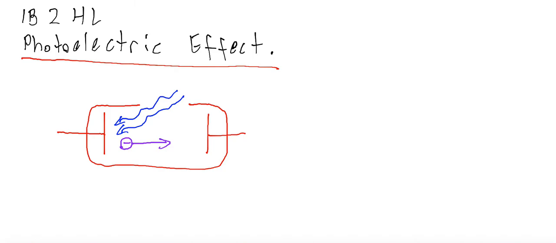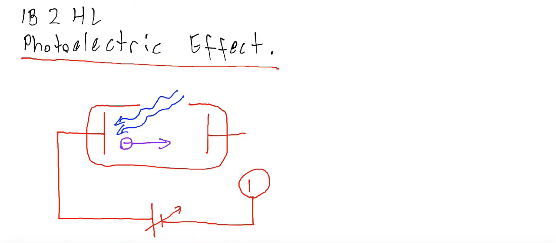Okay, so let's imagine that this is a part of a circuit containing a variable power supply connected in this way, containing an ammeter which is able to detect very small current, and containing, of course, a voltmeter to see the voltage produced by this variable power supply.